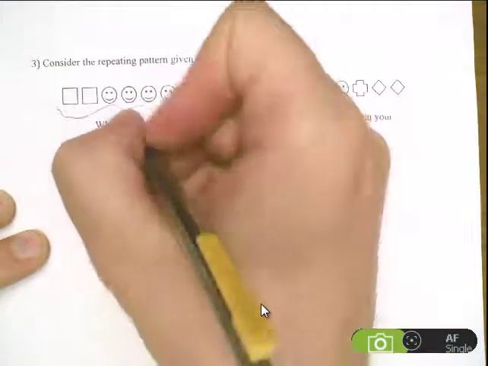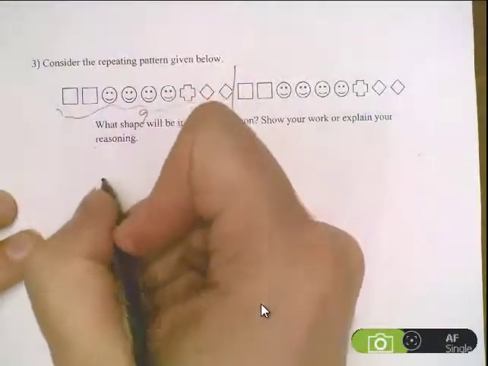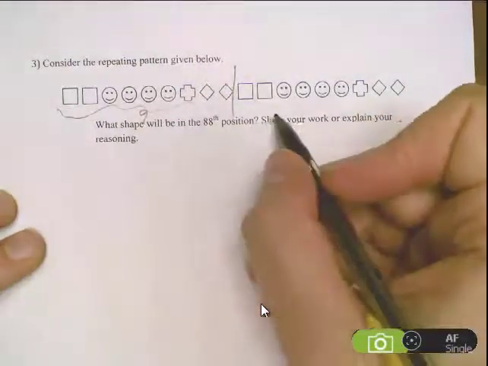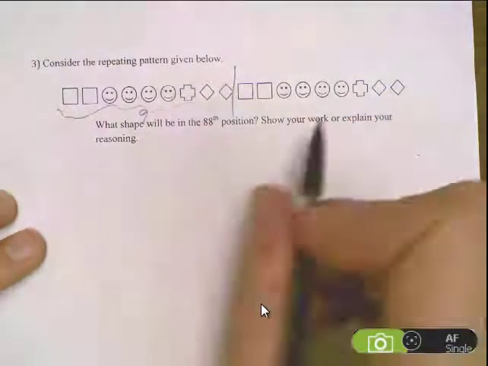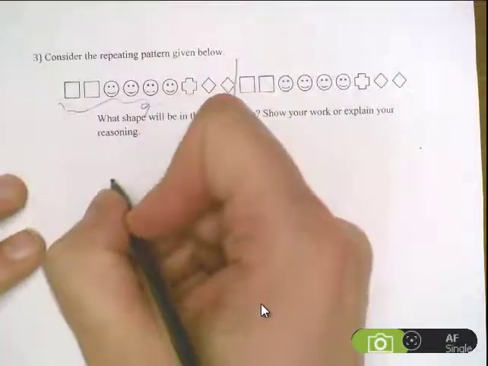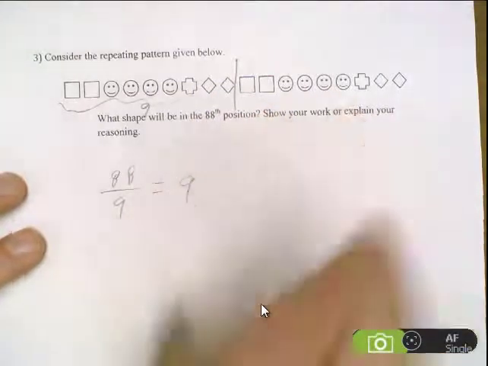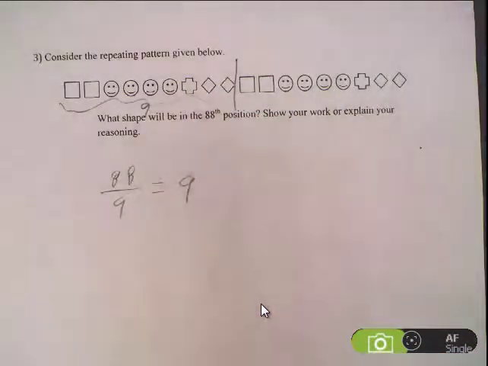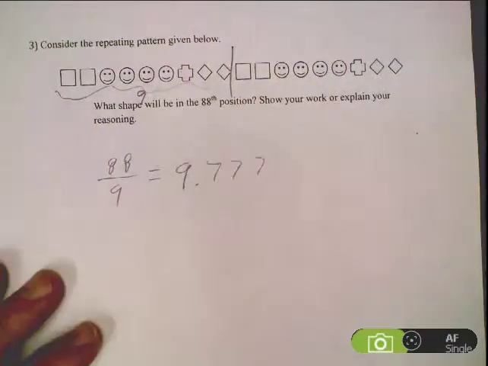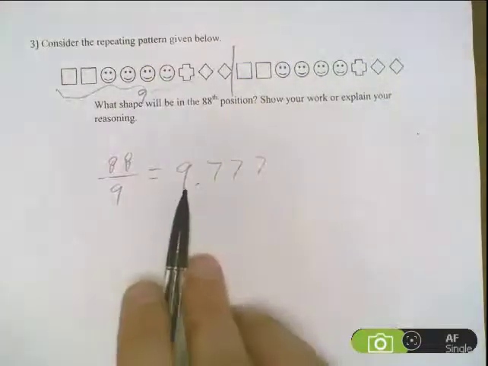And so we know there's 9 in there. So what a lot of people did is they went, all right, so we got 9, and it's going to keep going. So one way to think of this is if you go 88 divided by 9, we get, let me grab a calculator, it's going to be some weird decimal. Okay, we get 9.7777.